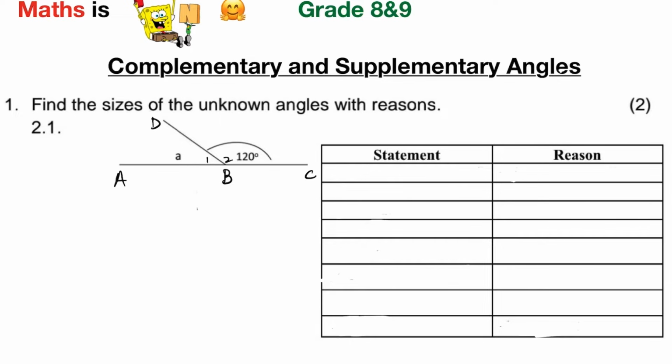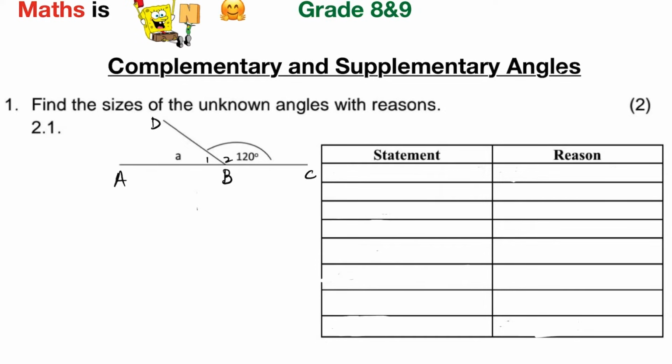Okay, let's look at another question that is looking for an angle. The question says find the sizes of an unknown angle with reason. So we want this angle, which is A, in this straight line ABC, and we're given this angle is 120, and in this 180 we want this portion. Technically you can even know the answer by inspection, but you are required to give reason and calculate for that.